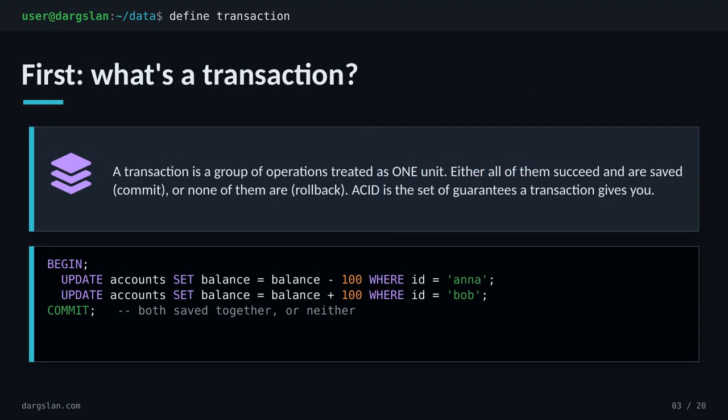Before we go further, let's nail down the word transaction. Think of it as bundling several operations together and telling the database, treat these as one single thing. If everything works, you commit, and it's all saved. If anything goes wrong, you roll back, and it's like none of it ever happened. So in our example, Anna's debit and Bob's credit live inside one transaction. Both land together or neither does. That all or nothing promise, that's the A in ACID, and it's where our story really begins.